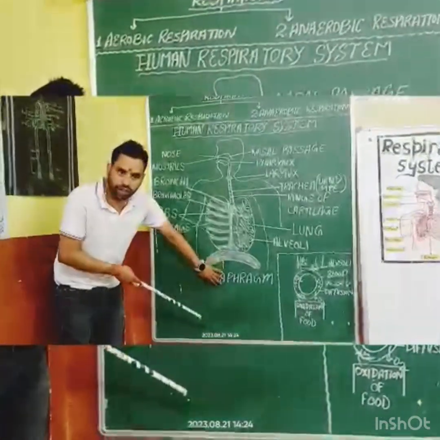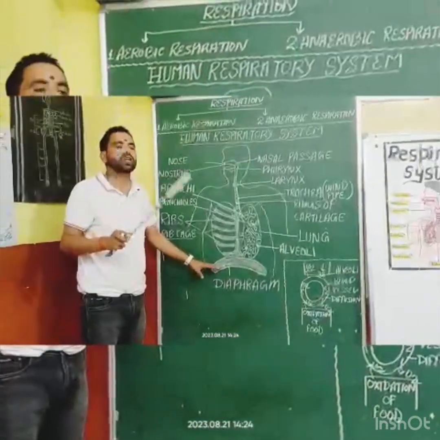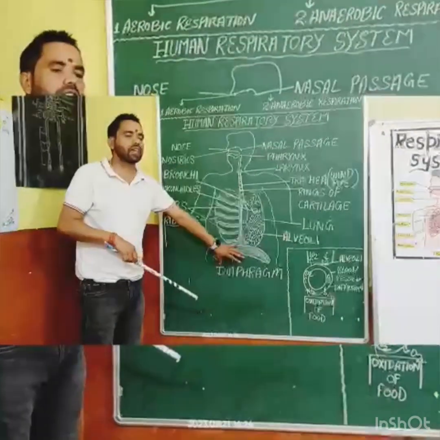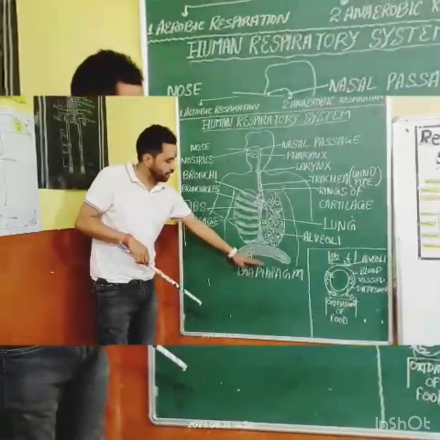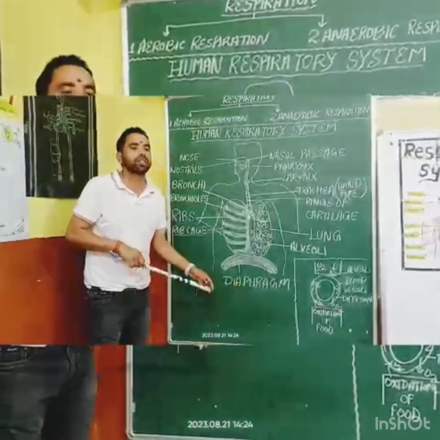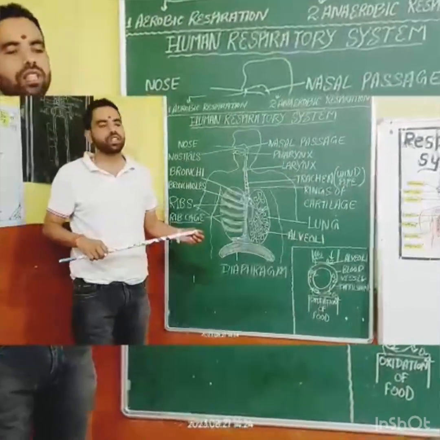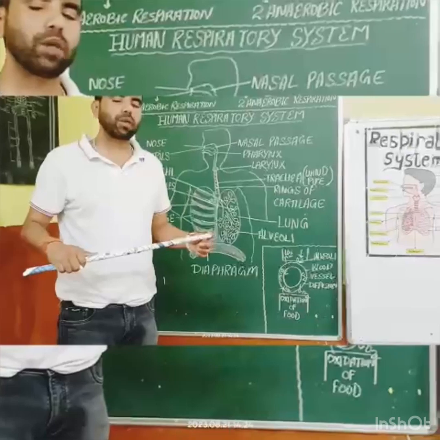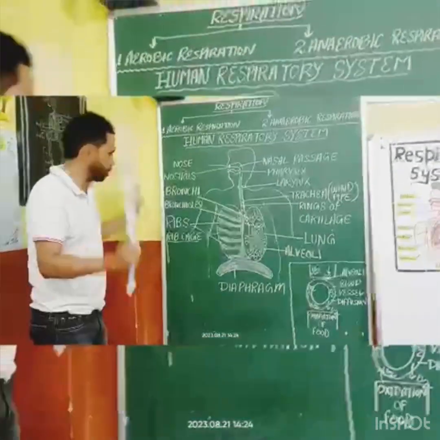Below the diaphragm, there are some organs of the digestive system like the liver and stomach. That cavity below the diaphragm is called the abdominal cavity. What is the name of that cavity? Abdominal cavity. Okay, very good.